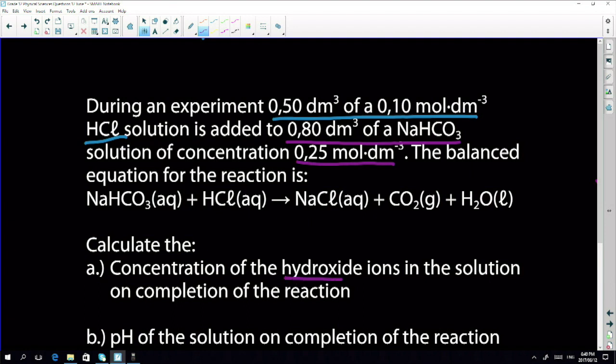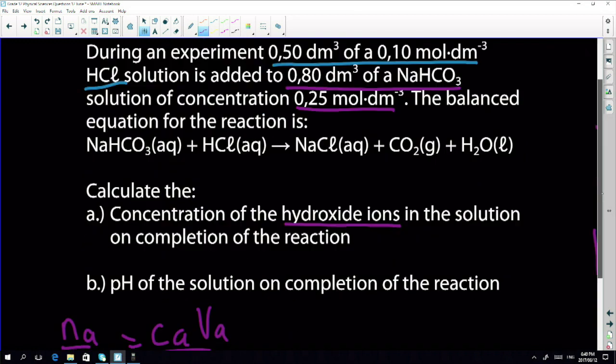They said, calculate the hydroxide ions left. That means that the HCl must be my limiting reactant. That means I must have more NaHCO3 than I need. I need to know how much is left over, okay? Because the hydroxide ions have to come from the base. So, now I go back here and I say, fine, let's work out, where did you go? There we go.